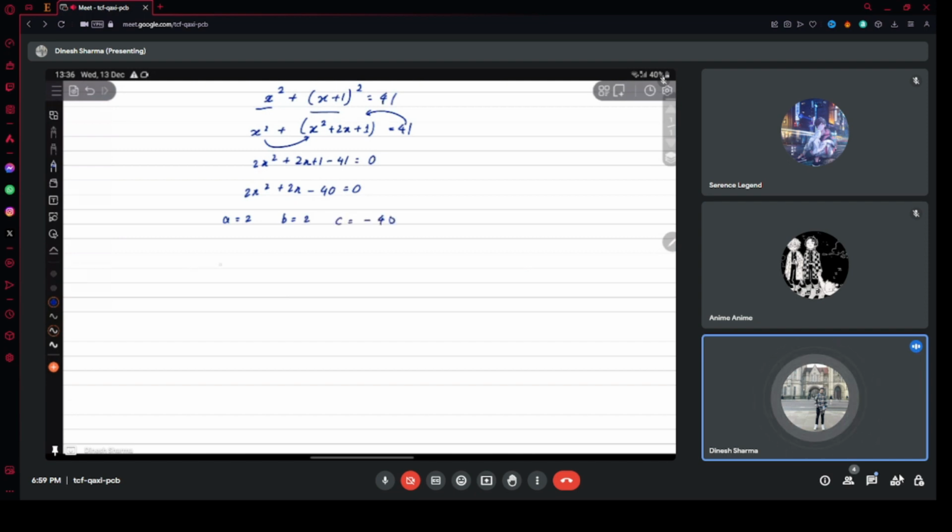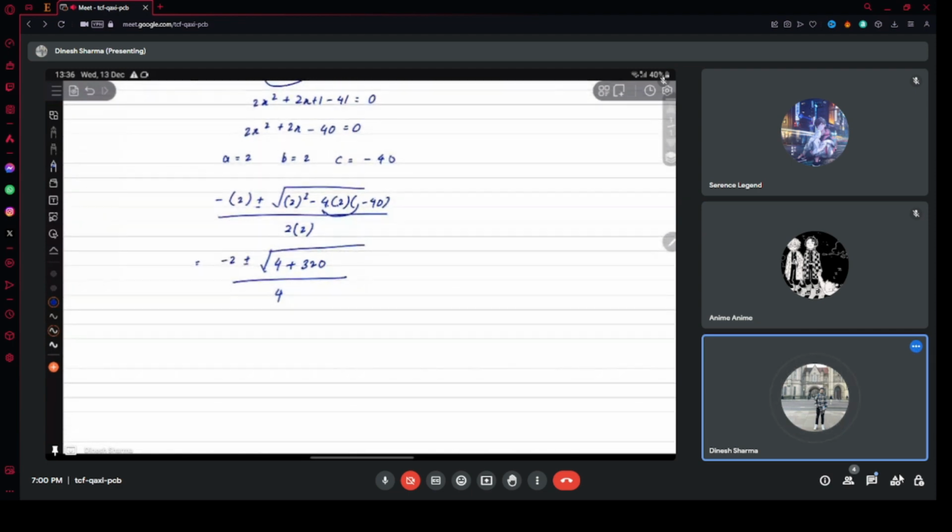So using the quadratic formula, minus b plus or minus the root of b squared, which is 2 squared, minus 4 into a into minus 40, divided by 2 into 2. This becomes minus 2 plus or minus the root of 4, minus into minus is plus, 4 times 8 is 32, so 324, divided by 4.